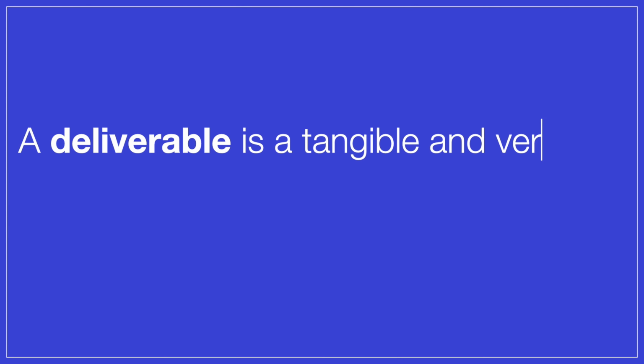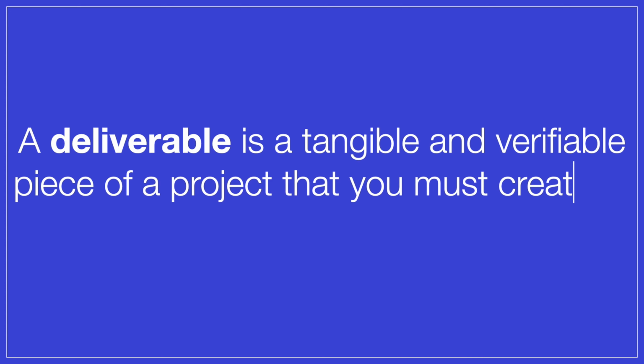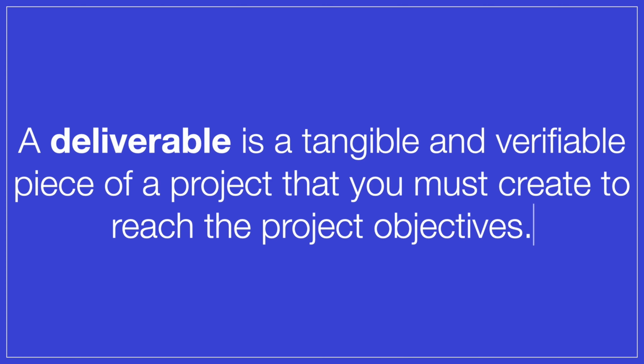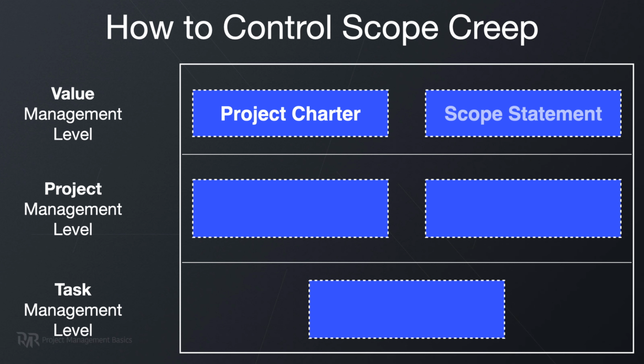And at this point in project management, you should be able to describe the main deliverables of this project. And a deliverable is a tangible and verifiable piece of a project that you must create to reach the project's objectives. So now you need to describe all the project deliverables in a project scope statement. The key here is to share your improved understanding of the project with other stakeholders. Additionally, you need to capture several more pieces of information in the scope statement. But again, it's a more detailed description of what you had in the project charter at the beginning.